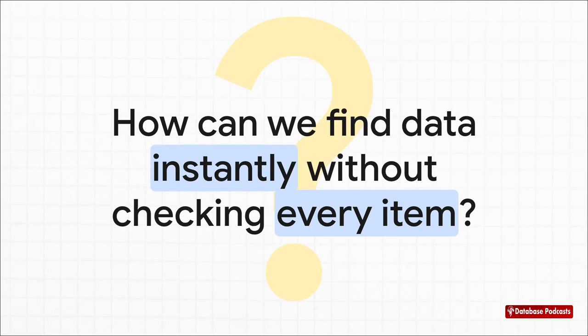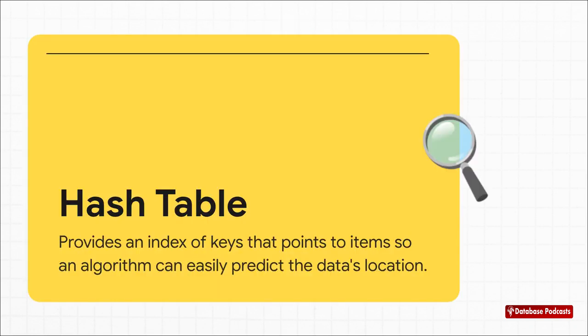Okay, this is the part that always gets me. What is the secret sauce here? How can the computer possibly know the exact location of the data without actually searching for it? The secret is a brilliant data structure called a hash table, and the definition really says it all. A hash table is all about creating an index of keys that lets an algorithm predict where the data is. No more searching, it's all about calculation.